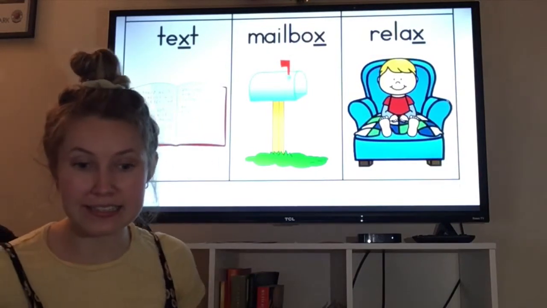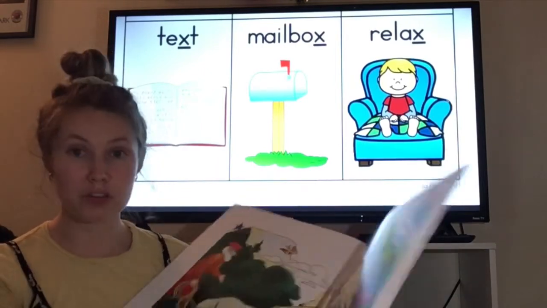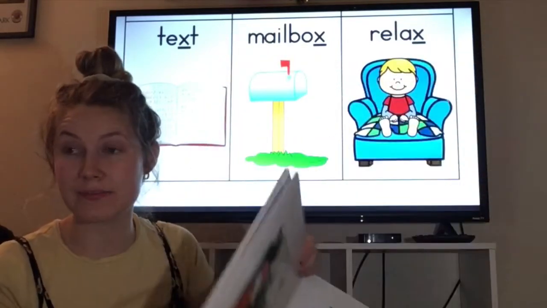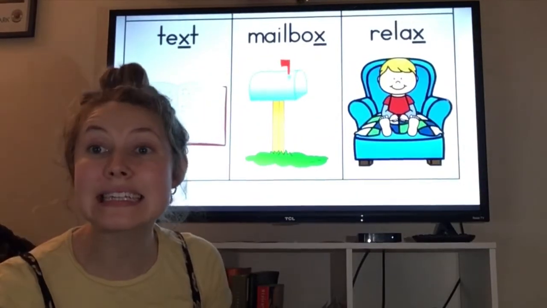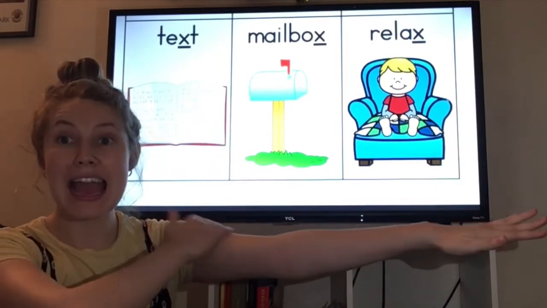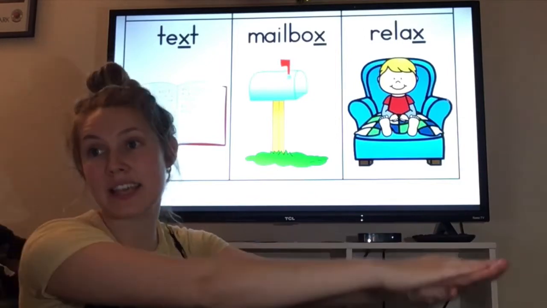Text. Text is the words that are inside of a book. So here is the text in Peter and the Wolf, the words. In the word text, the X is in the middle of the word.